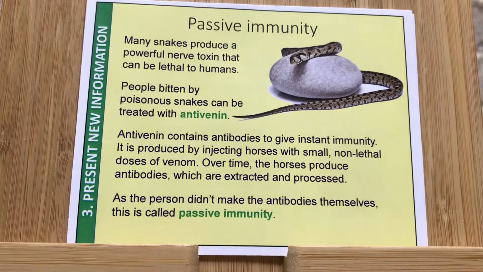And because the person is not making the antibodies for themselves, the horse is making the antibodies, we call it passive immunity. Okay, so the horse can tolerate the snake bite, the person can't. The horse is infected with the snake bite venom. The horse is then able to make the right antibodies. We extract those antibodies from the horse and use them in passive immunity to directly administer antibodies to the person who's been bitten by the snake.